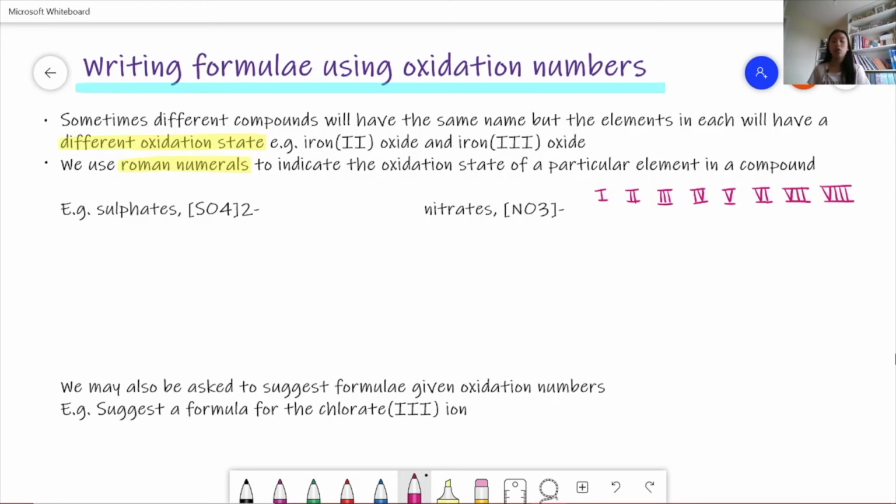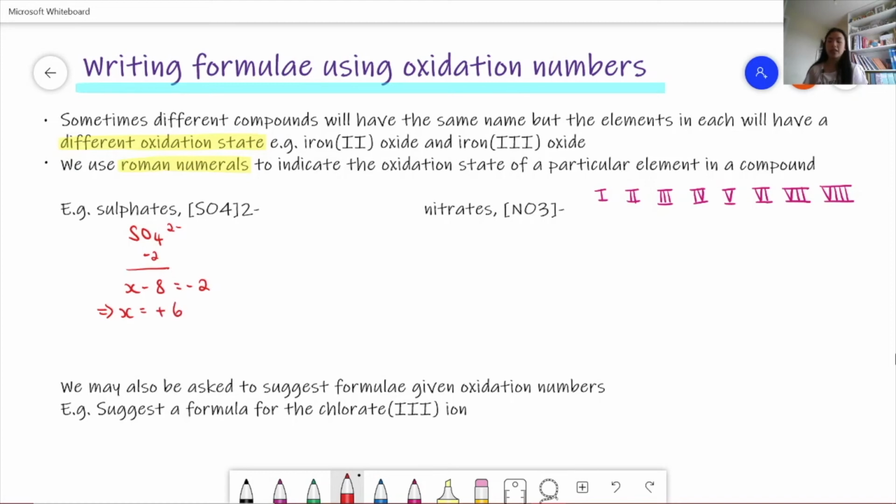So you need to memorize all of these different Roman numerals. The example we're going to look at is firstly a sulfate. So what we do is we just work out the oxidation numbers as usual. We have SO4, and this has a charge of 2-. Again, we give oxygen a -2, and because we have 4 of them, we have -8. So we have X - 8, and this has to equal -2 because the overall charge of the ion is -2. And so we have that X is equal to -2 plus 8, which is +6.